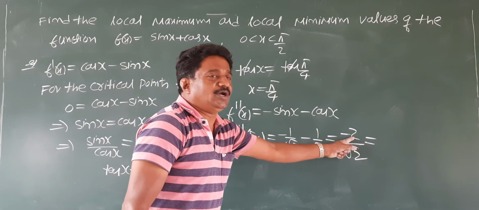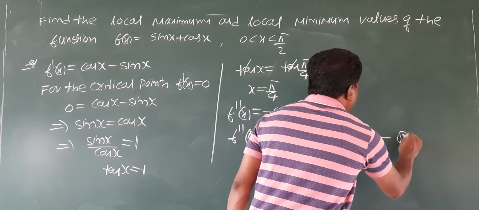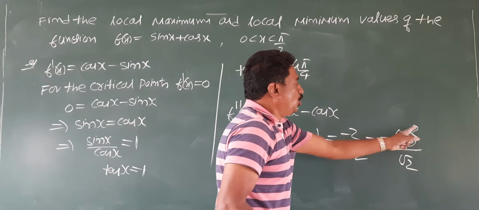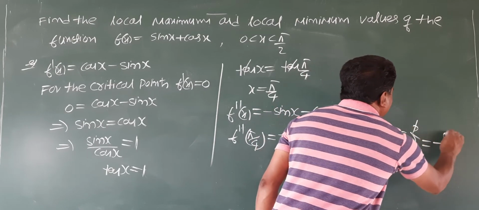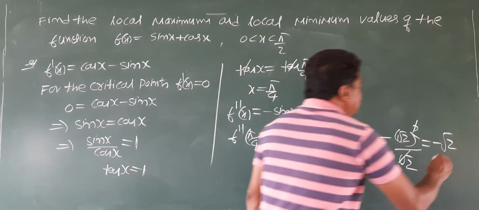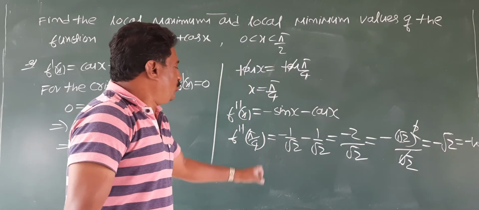You write 2 as root 2 whole square. So minus root 2 whole square by root 2. Root 2 whole square means 2 only. Root 2 gets cancelled. Minus root 2. Negative or positive, students? Negative. If it is negative, what is this point?